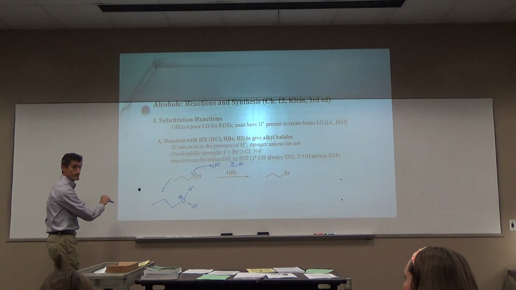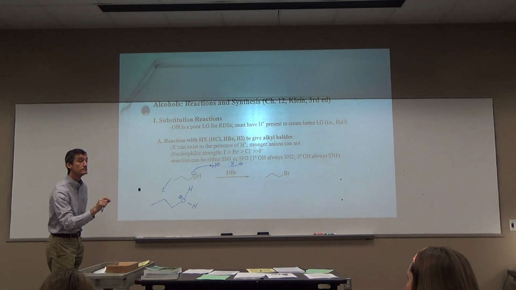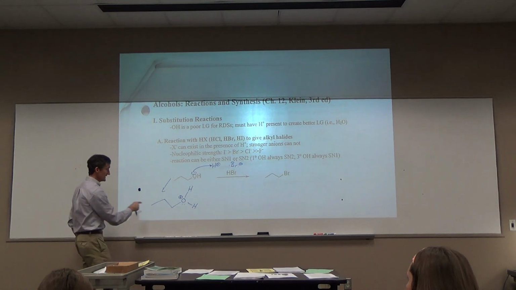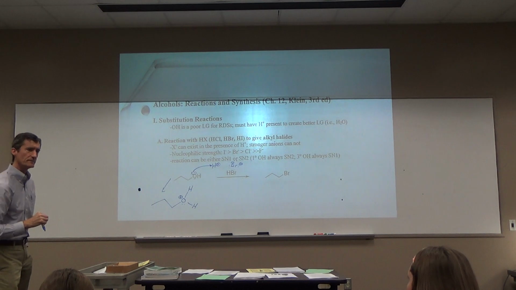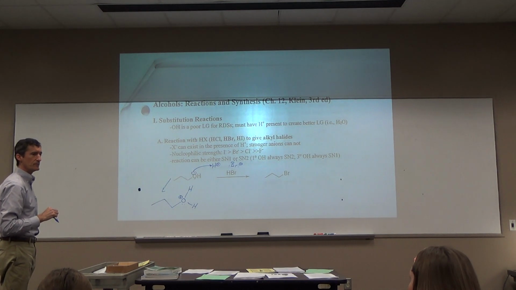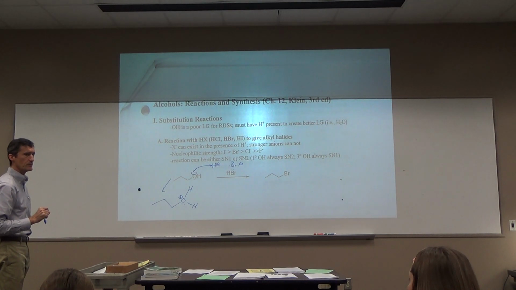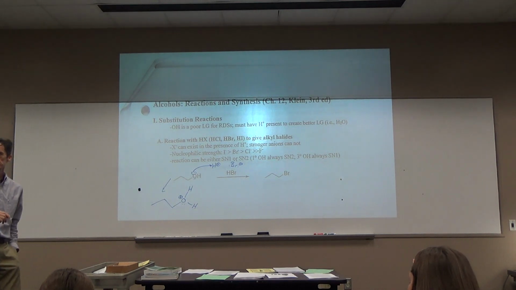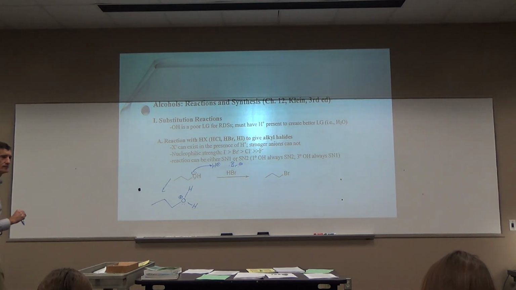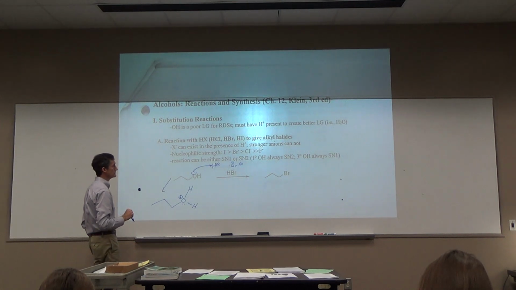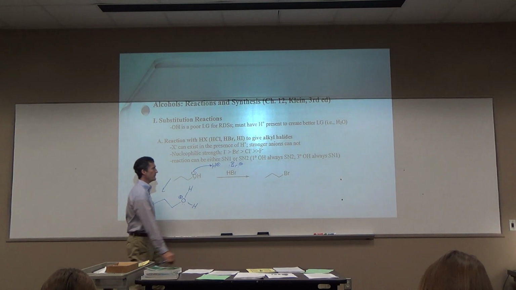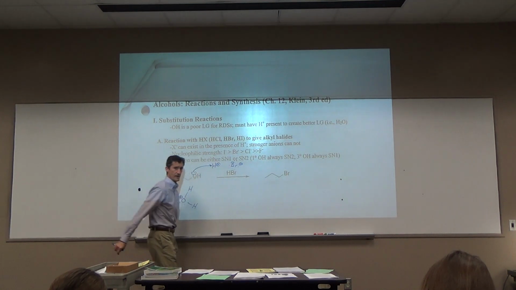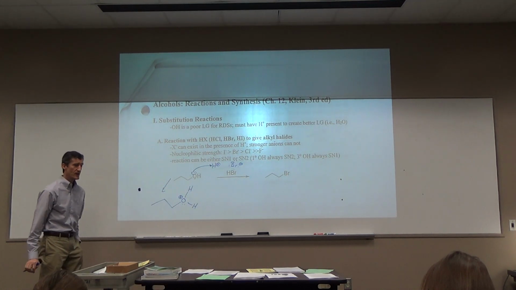What's next? Leaving group leaves, to make what? That would be a primary carbocation you're looking for. Primary carbocation's bad, right? Let's not form them. Secondary, tertiary, okay. What's next? Nucleophilic attack. The reaction can be either SN1 or SN2. A primary OH is always going to be what? SN2, because you don't want to make a primary carbocation.